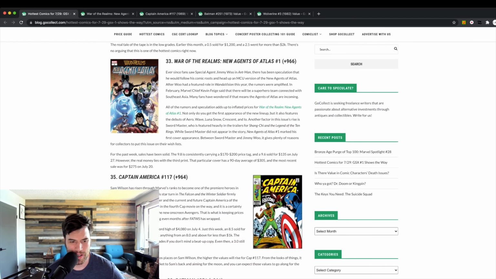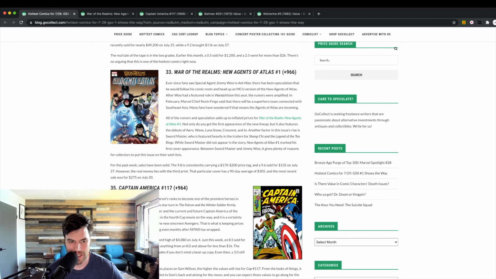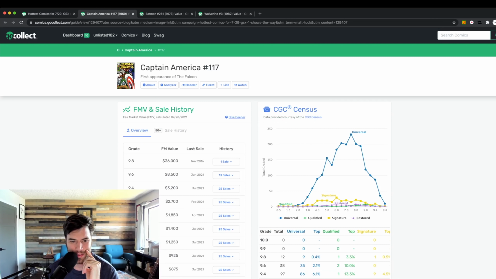All right, now we've got Captain America 117. That is now at slot number 35. It is up 964. I think this book is going to get hit hard, but I think it's going to come back, because now that the show is over, Falcon is going to be the new Captain America. Spoiler alert. So let's look into that.